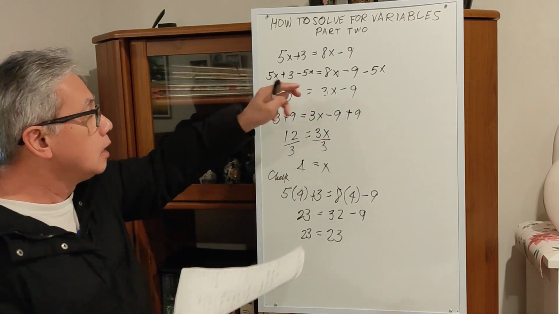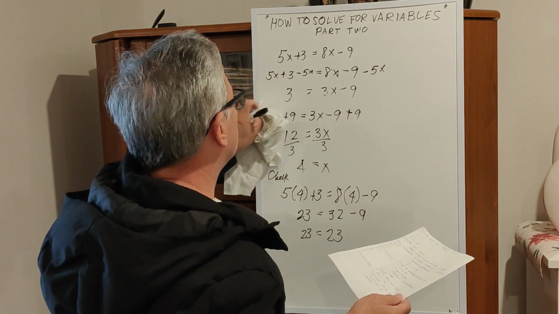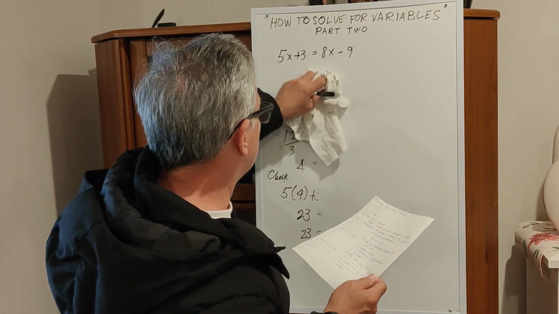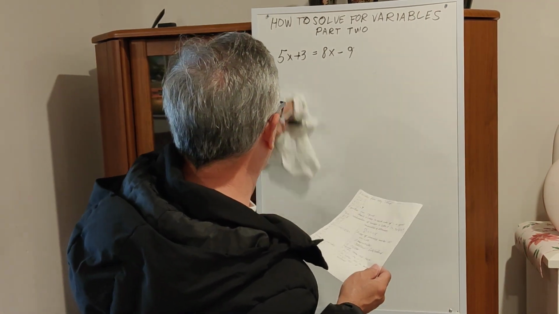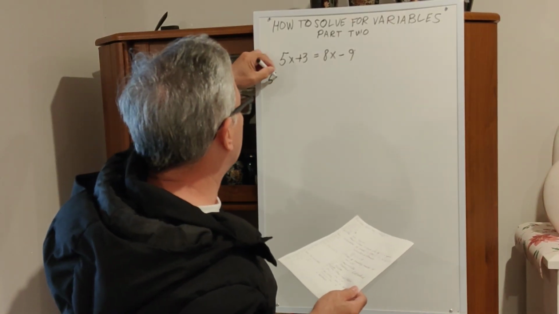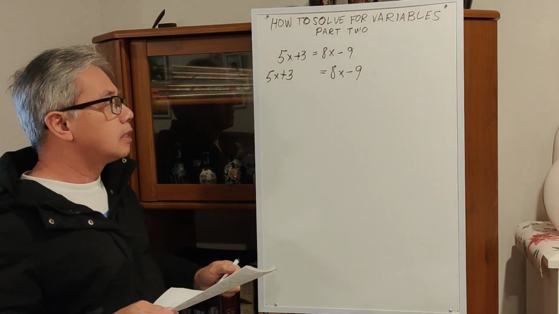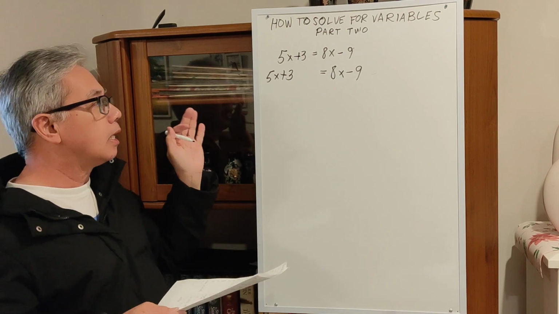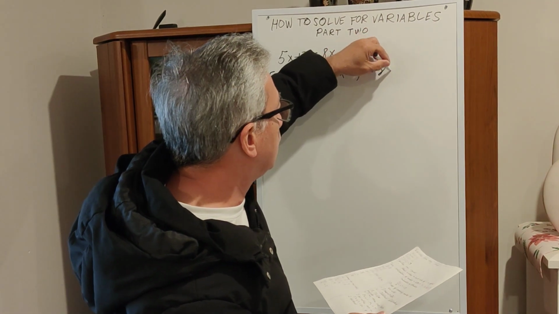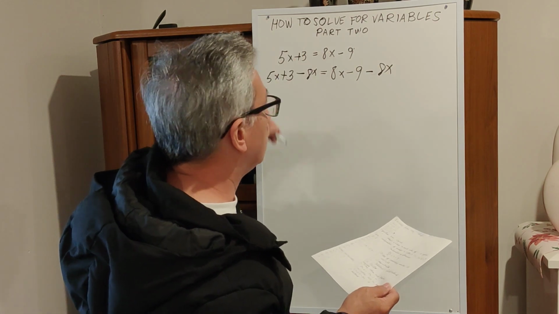The second method: initially what we did is put all the variables on the right side. Another option is to put all the variables on the left side, so I'll show you that method. Let's say we put everything on the left. So 5x plus 3 is equal to 8x minus 9. We want all the x's on the left side, so we want to remove this one here. To remove it, we minus 8x, but since we minus 8x on the right side, we also have to minus 8x on the left side.